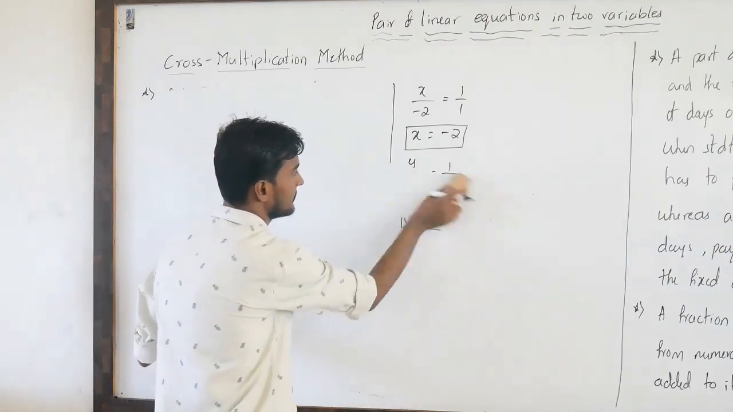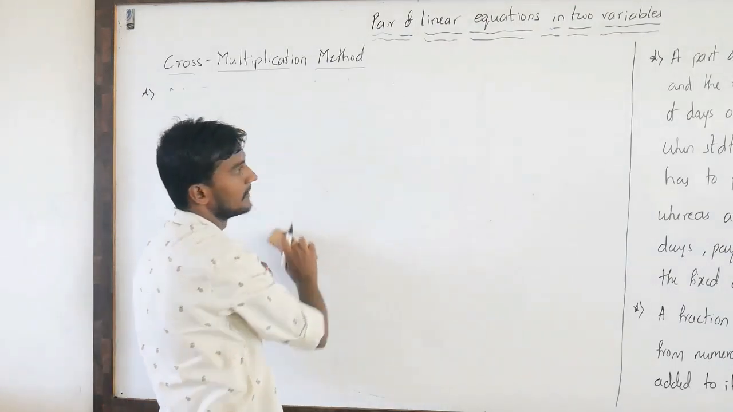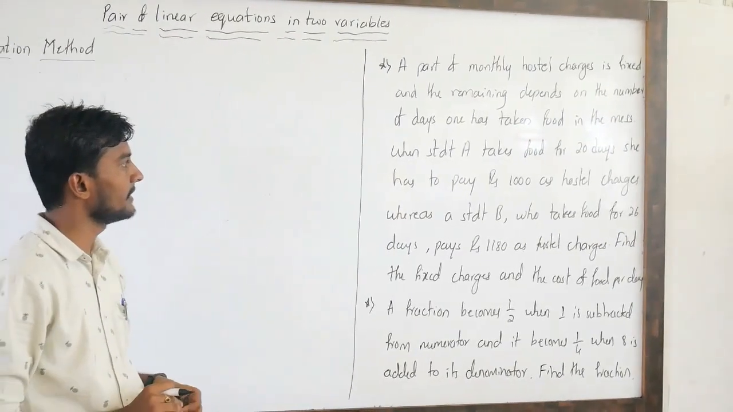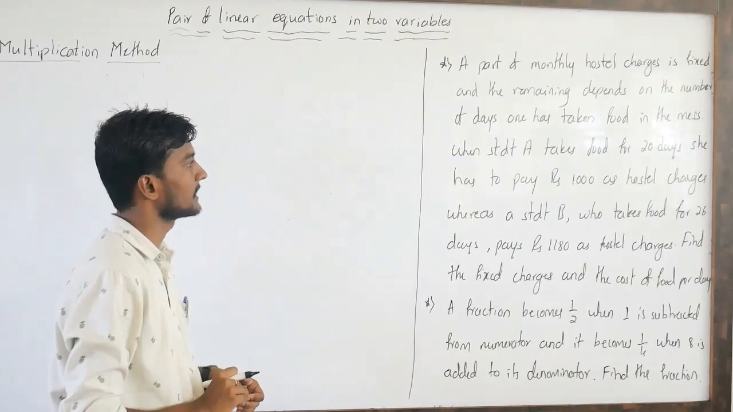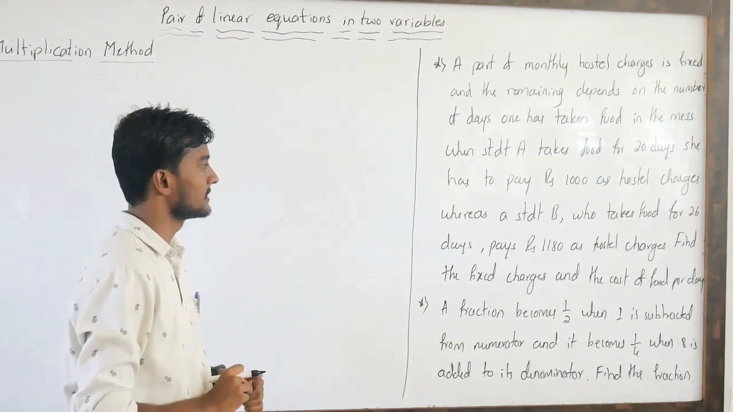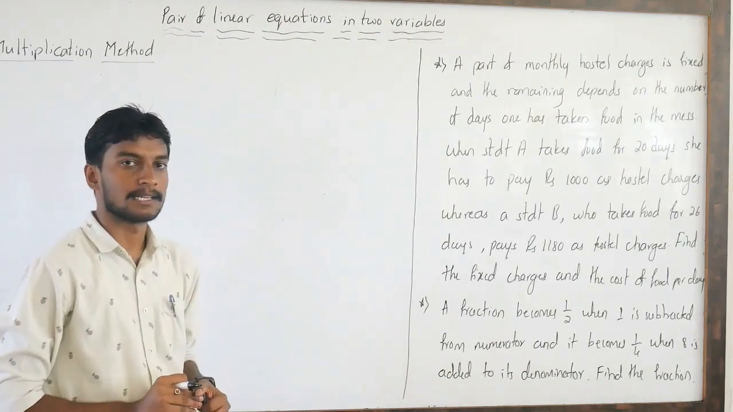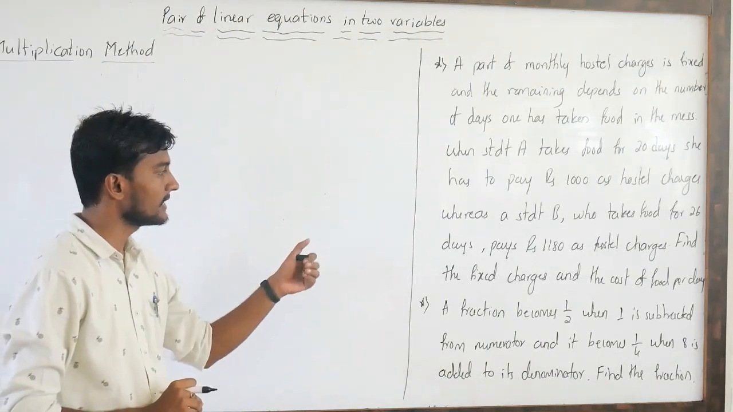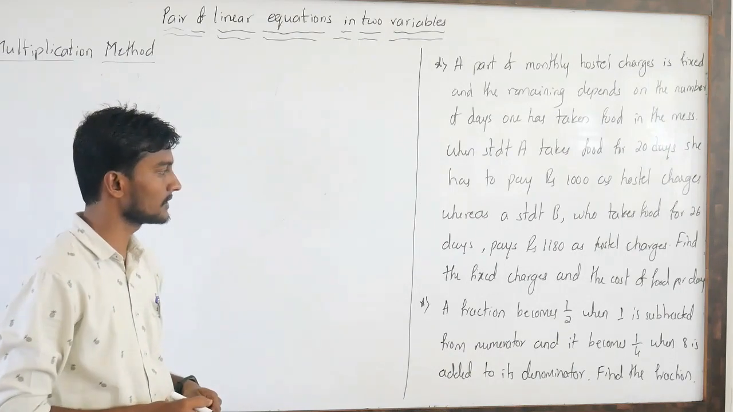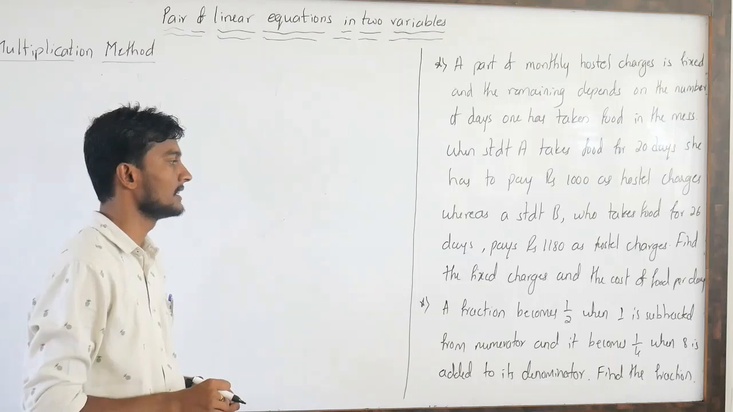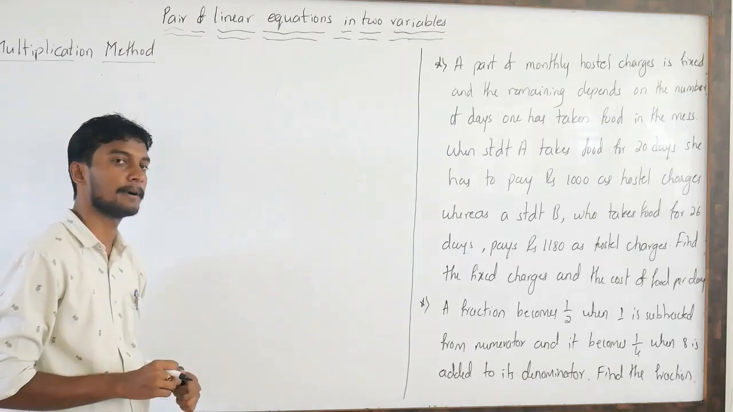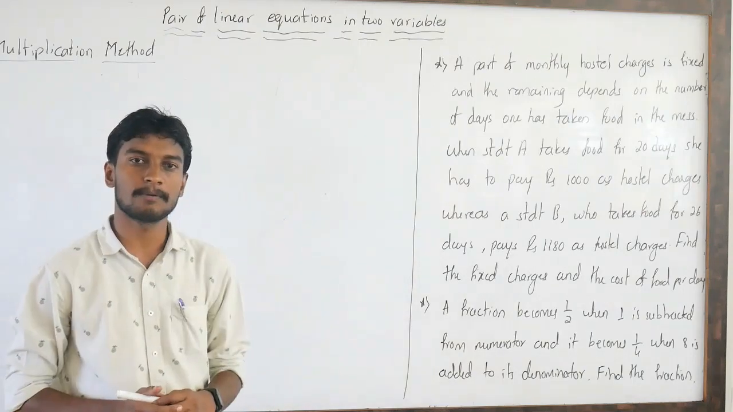The first one is: a part of the monthly hostel charge is fixed and the remaining depends on the number of days one has taken food in the mess. When student A takes food for 20 days, she has to pay 1000 rupees as hostel charges. Whereas student B, who takes food for 26 days, pays 1180 rupees as hostel charges. Find the fixed charge and cost of food per day. So these are the types of problems.